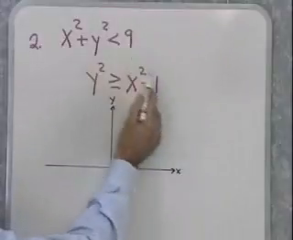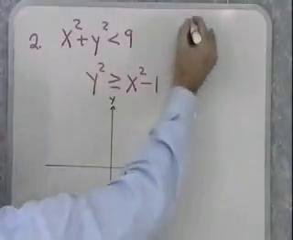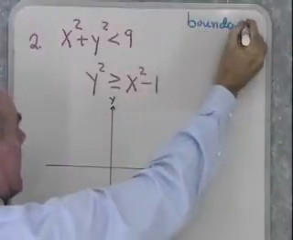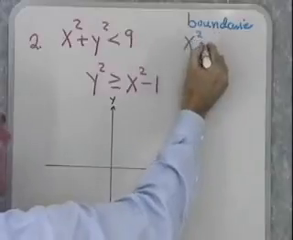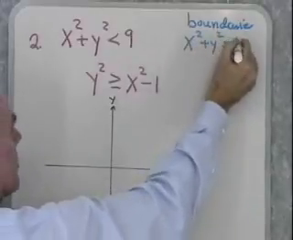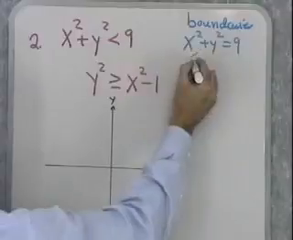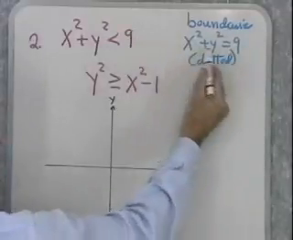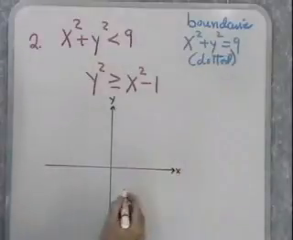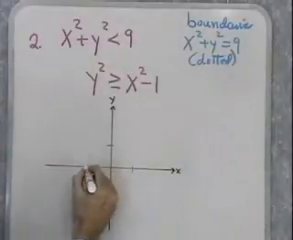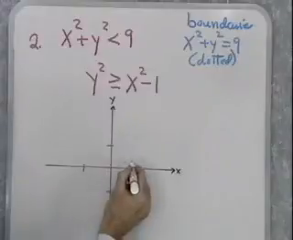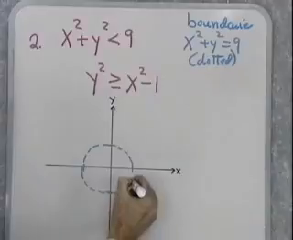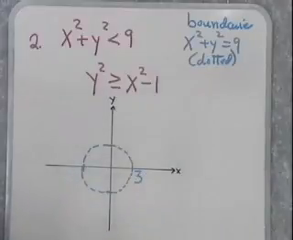Okay, this is going to be a system of inequalities. Now let's look at the boundaries over here. The boundary is going to be x² + y² = 9, and it's going to be dotted. So let's graph this inequality first. That's a circle with a center at the origin and a radius of 3. So let's just call this 3. And I'll draw in a dotted circle, which looks like this.